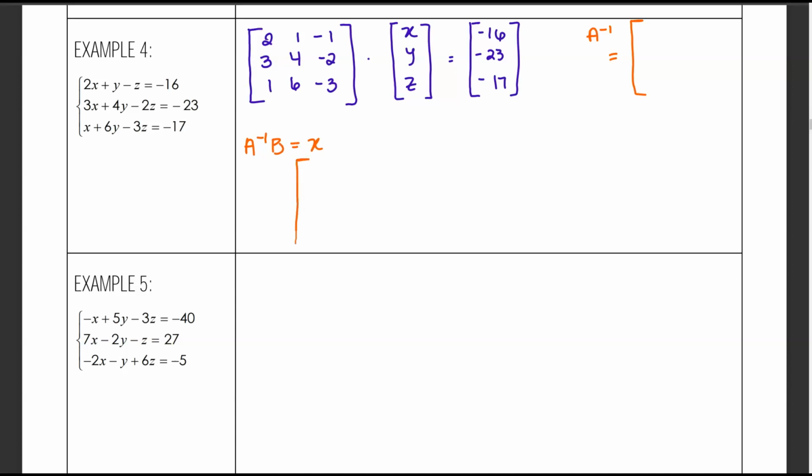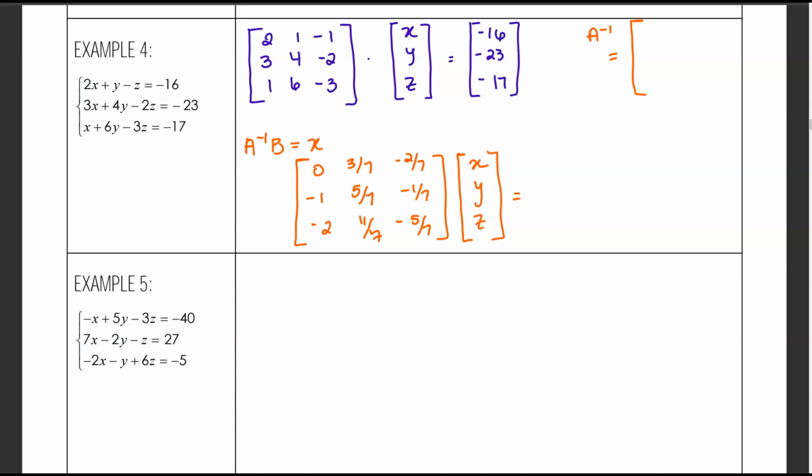So A inverse is going to look like what we just calculated, which was 0, -1, -2, 3/7, -2/7, 5/7, -1/7, 11/7, and -5/7. And we're going to multiply that out by our solutions here, -16, -23, and -17.